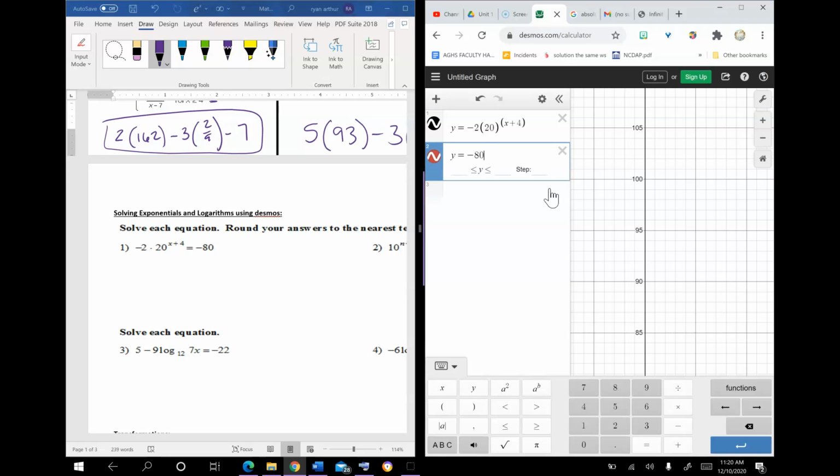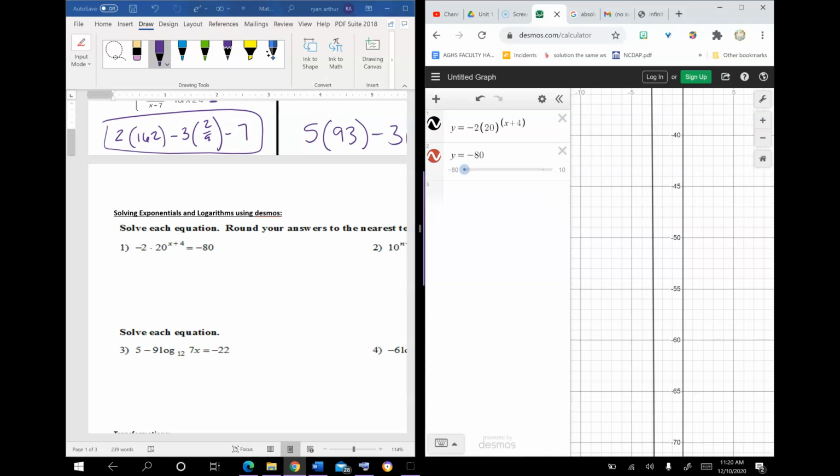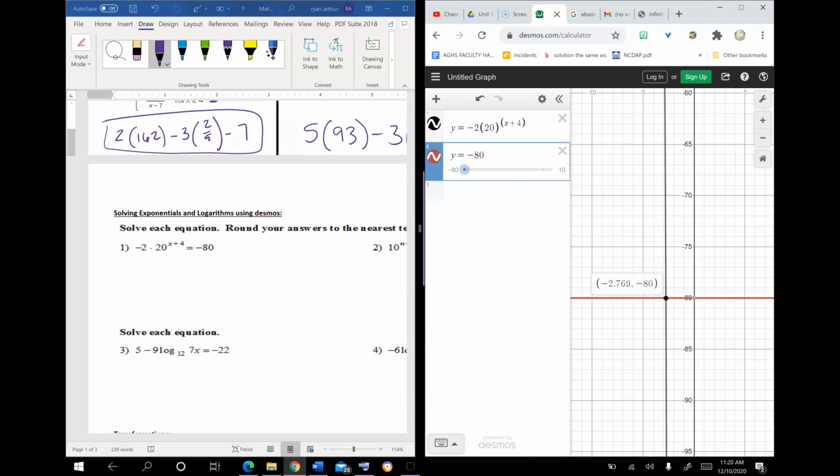I need to find where these two intersect. So, we got to find negative 80 because that's where they're going to intersect. Okay, so I'm going to go home. We're going to scroll till we get to negative 80. Right here, my answer is negative 2.769, guys. Look how easy it is to solve equations now with Desmos. Okay, if you know how to type, you can solve now.